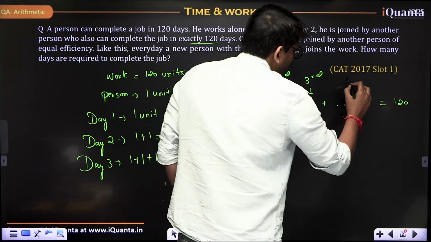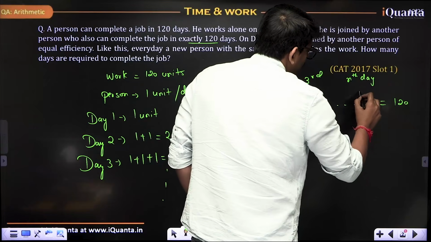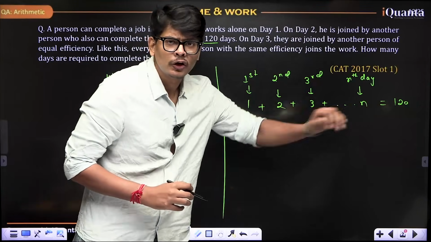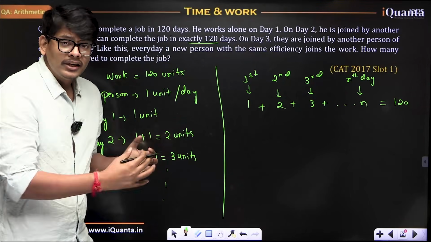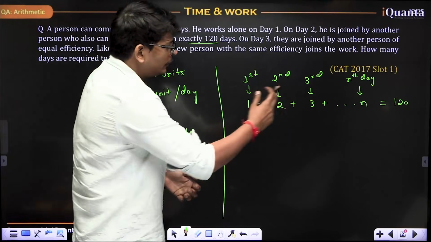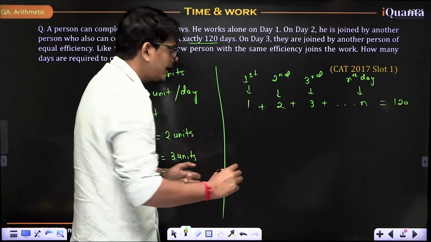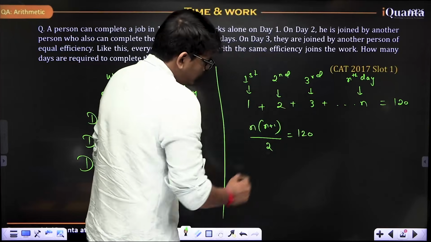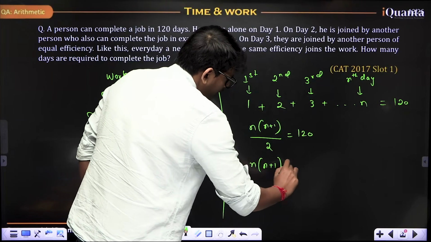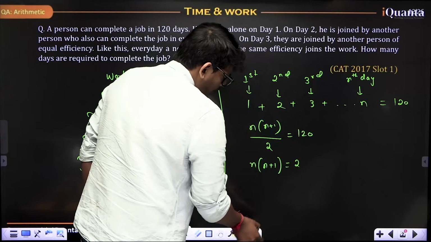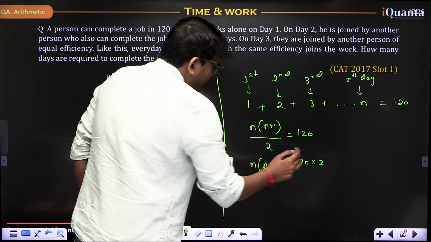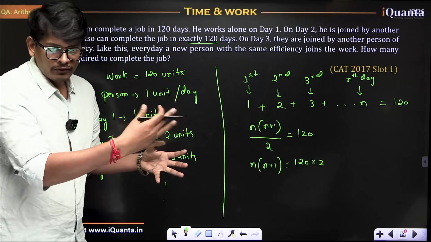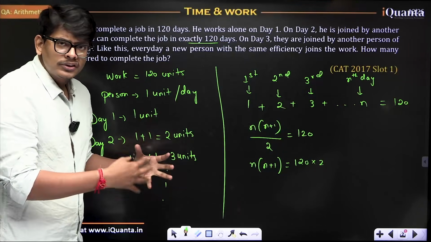So we can understand one thing: on the nth day the work done will be n units, right? And the sum of this should be equal to 120. Now from this I will try to find out the value of n. How? You can see the sum of the first n natural numbers, which is n(n+1)/2, is equal to 120. So this can be written as n(n+1) = 240, or you can say 120 into 2. Now I can use a quadratic equation to find out the value of n, which represents on which day this work gets completed, right? Or I can use some hit and trial.